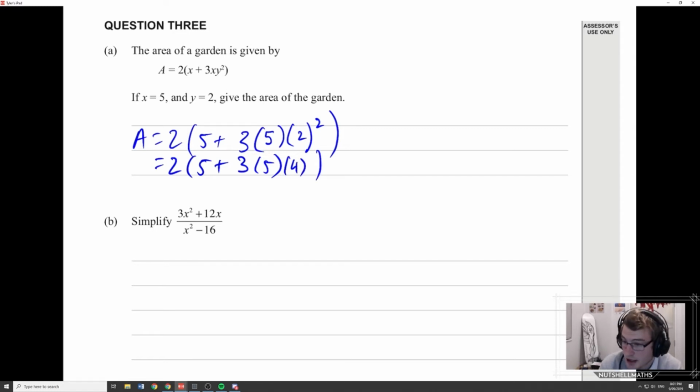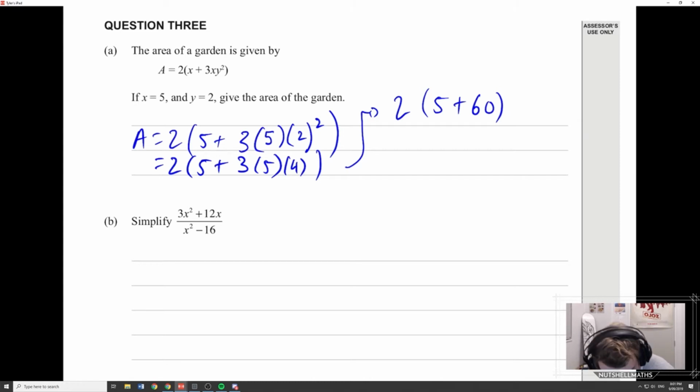Then all the multiplication happens. Okay? Which is this big chunk here. 3 times 5 times 4. Let's go up here. 2, 5 plus. 3 times 5 is 15, times 4 is 60. So far so good. Right? Now you do what's in the brackets next. 5 plus 60, 65. 2 times 65 is 130. So my answer is 130.